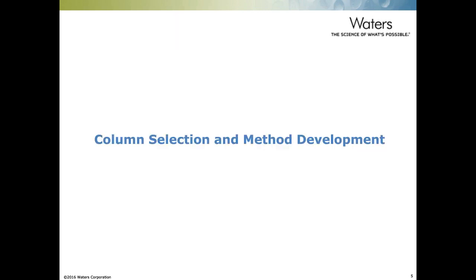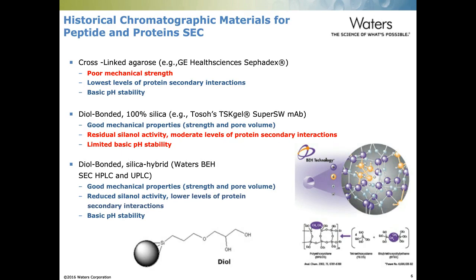So briefly, I'm going to touch upon column selection and method development as you start with a protein and you have to develop an SEC separation. There are generally three types of particles that are used for SEC separations. The original and also still commonly used particle, as shown at the top, is the cross-linked agarose type of particle.